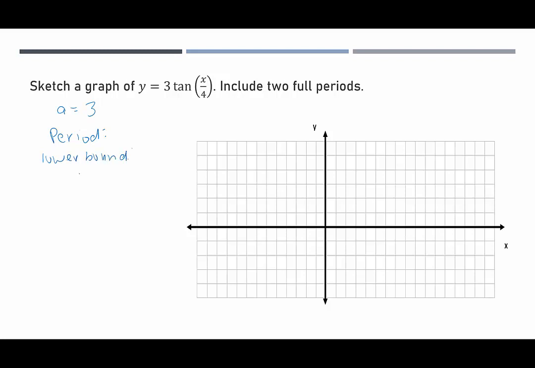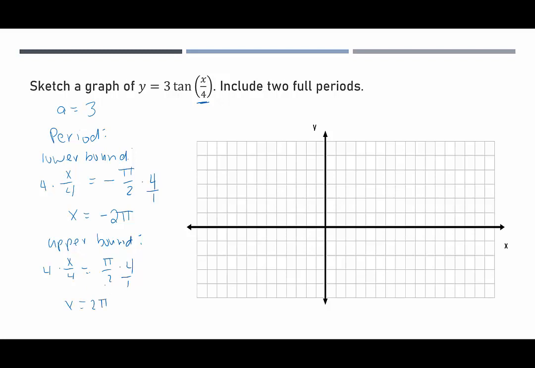So for the tangent, we take what's inside the tangent function itself, x over 4, and we set it equal to negative pi over 2 and solve for x. To solve for x, I'm going to multiply both sides by 4. This would be negative pi over 2 times 4 over 1. That's negative 2 pi. Then to find the upper bound, I take what's inside the parentheses and I set it equal to pi over 2. So I'm going to multiply by 4, and again we're going to see x equals 2 pi.